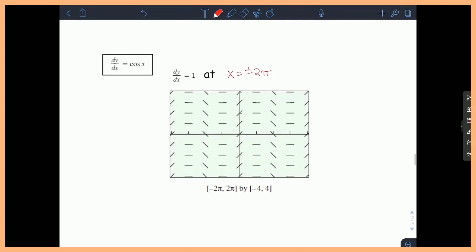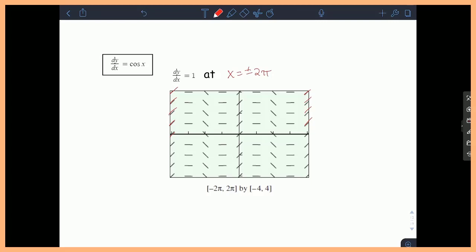And last but certainly not least, we know that the slope is equal to 1 at plus or minus 2 pi. So we know that cosine of 2 pi is equal to 1, because that's just cosine finishing its first period, and it repeats itself and starts back at 1 again. And so we can add these little line segments of slope 1 at -2 pi and positive 2 pi. And you can almost see the picture, right?